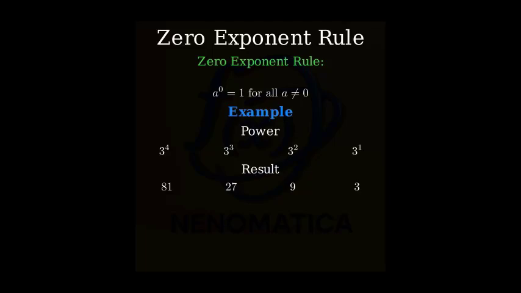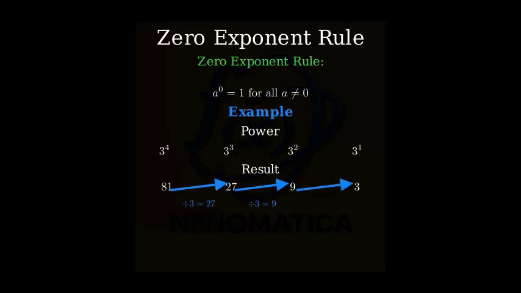We can observe a pattern here. When we decrease the exponent by 1, the result is divided by 3. For example, 3 to the power of 4 is 81, and 3 to the power of 3 is 27. If we divide 81 by 3, we get 27. Similarly, 3 to the power of 3 is 27, and 3 to the power of 2 is 9. 27 divided by 3 is 9.